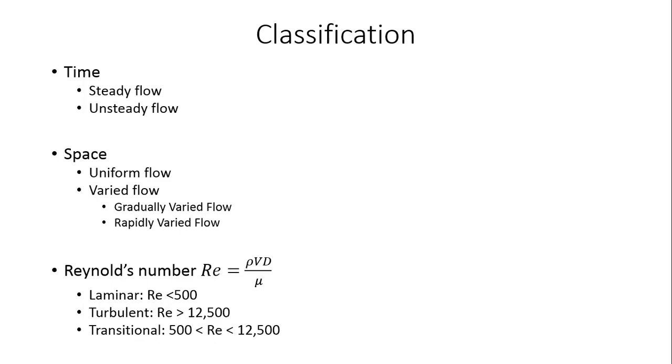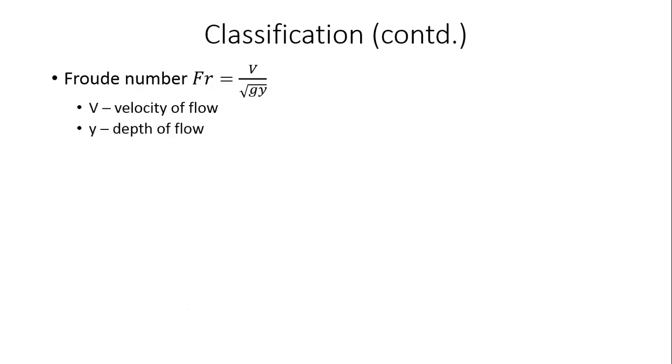Okay, there's one more classification, which is by using what is called the Froude number. Okay, this Froude number is simply the ratio of V, which is the velocity of flow in the channel. Typically, it's the average velocity of a cross section divided by square root of gy, right? So as you know, I already told you that y is the flow depth of the channel. Okay, so v is the velocity of flow, typically the average velocity of the cross section, and y is the depth of flow.